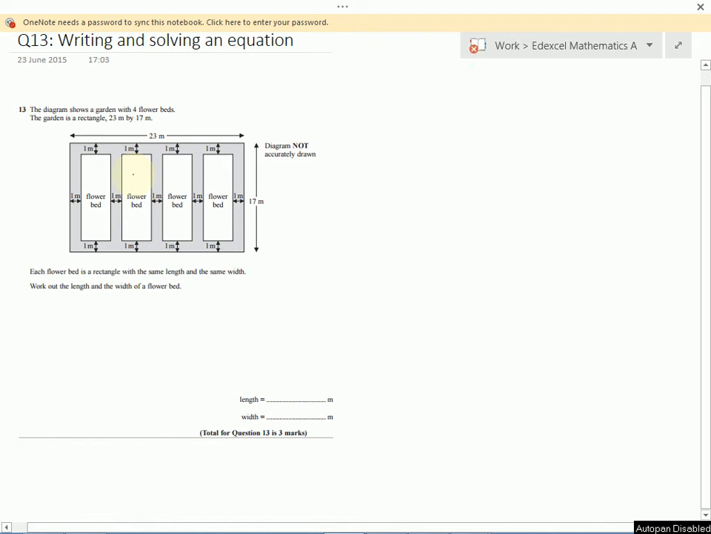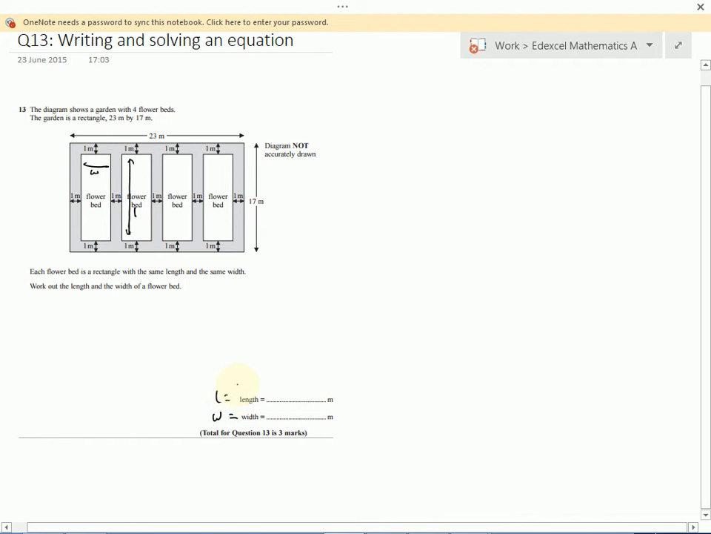So we need to work out the length and the width of each of these flower beds. The question says that the total width of the overall garden is 23 metres and the overall height is 17 metres. We want to find out this distance, which I'm going to call W for the width, and also this distance here, which I'm going to call L for the length.